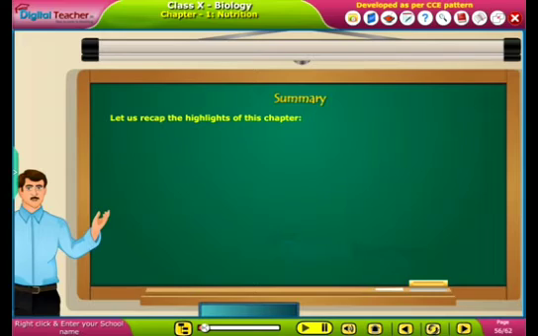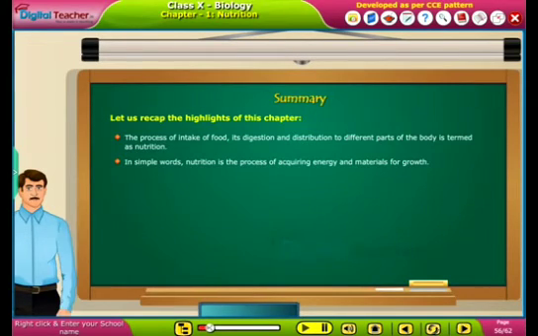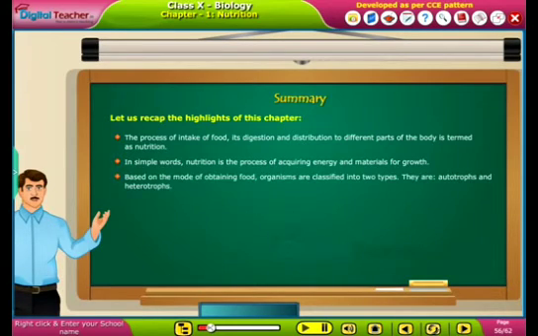Let us recap the highlights of this chapter. The process of intake of food, its digestion and distribution to different parts of the body is termed as nutrition. In simple words, nutrition is the process of acquiring energy and materials for growth. Based on the mode of obtaining food, organisms are classified into two types. They are autotrophs and heterotrophs.